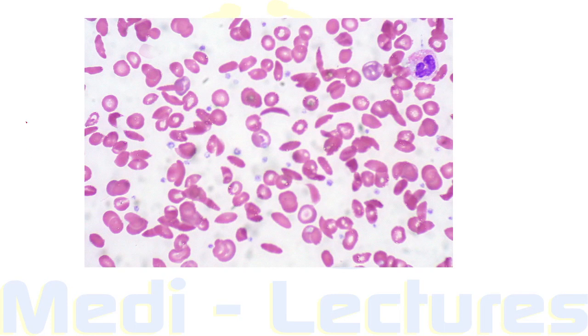So this is a peripheral smear of sickle cell anemia. This is showing characteristic sickle cells which are sickling on deoxygenation. This also shows some target cells. These are target cells. Also, certain nucleated RBCs are present that are precursors of RBCs like reticulocytes.